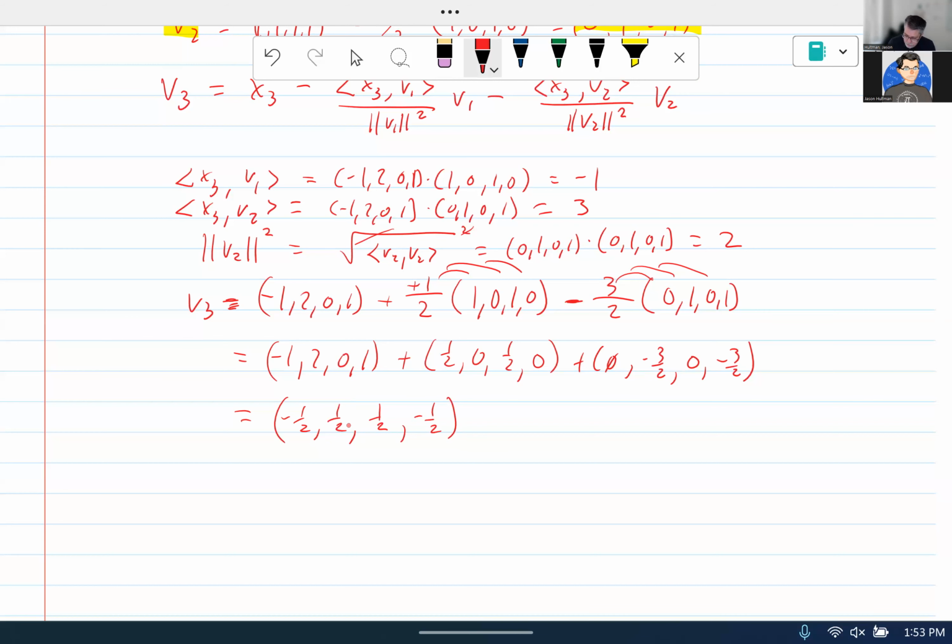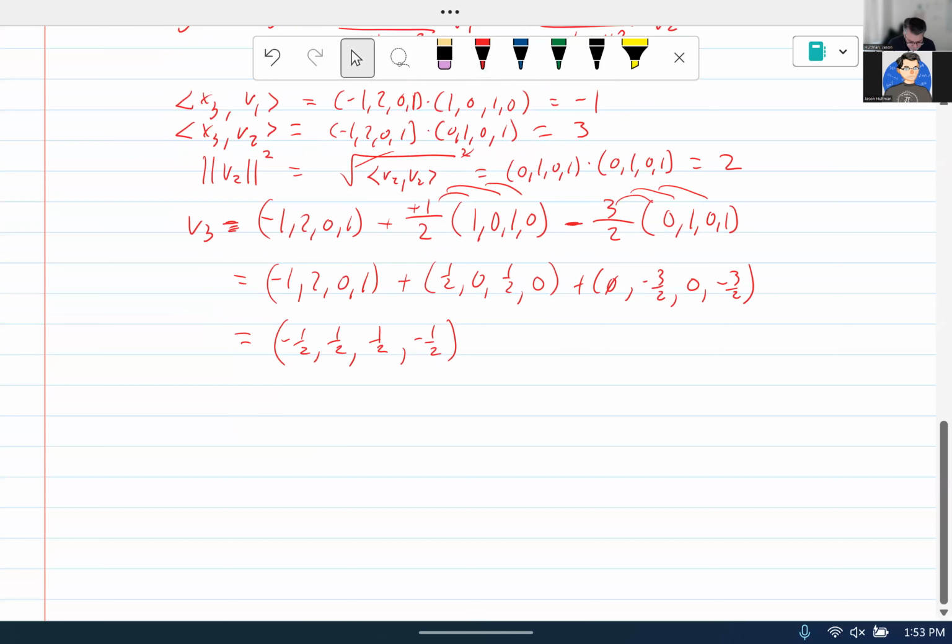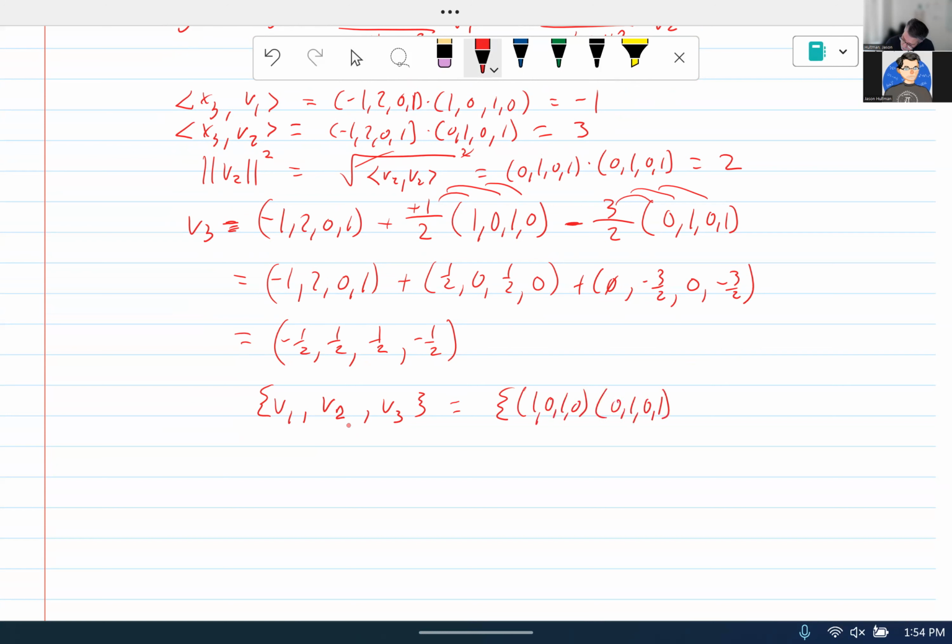So there's V3. And this will create V1, V2, V3. We'll create an orthogonal basis. So what is that orthogonal basis? Well, V1 was 1, 0, 1, 0. V2 is 0, 1, 0, 1. And V3 is negative 1/2, 1/2, 1/2, and negative 1/2.